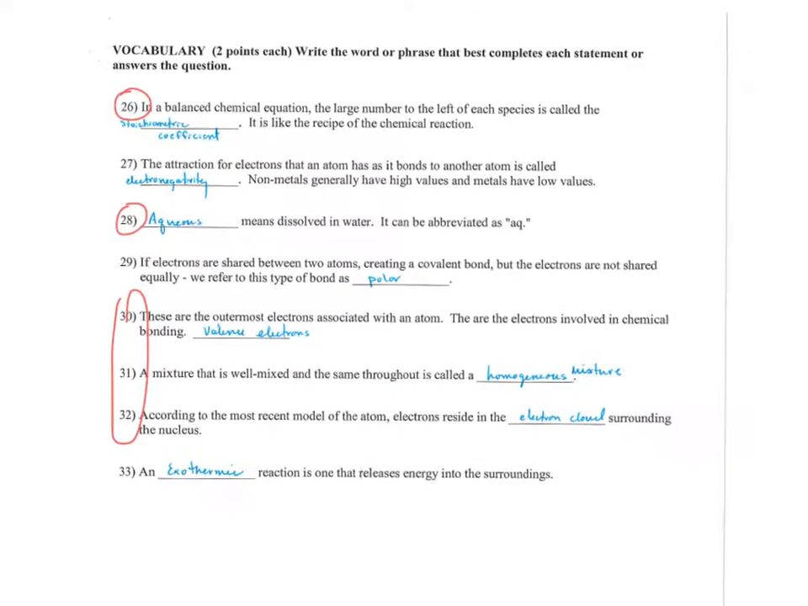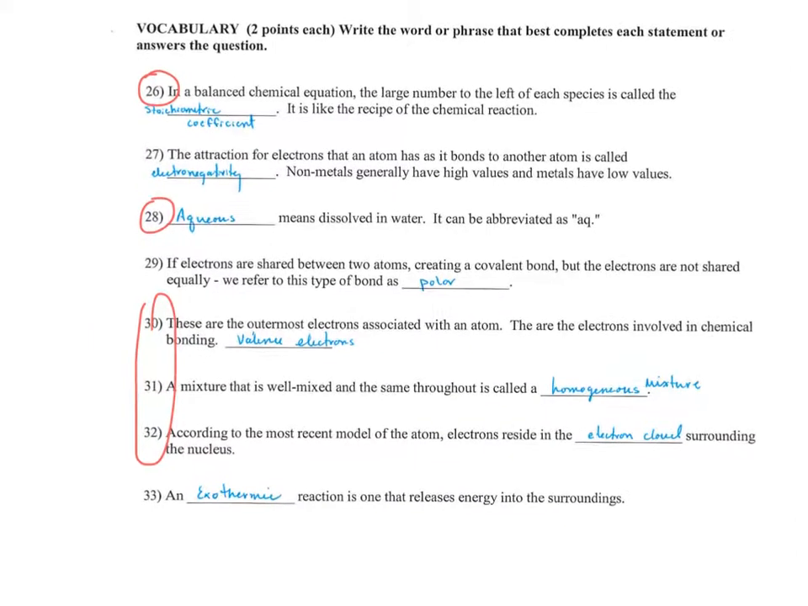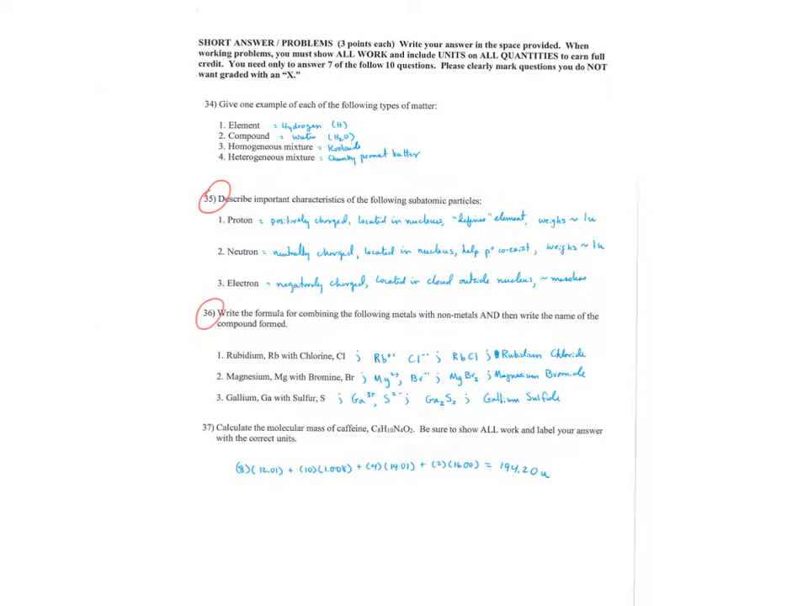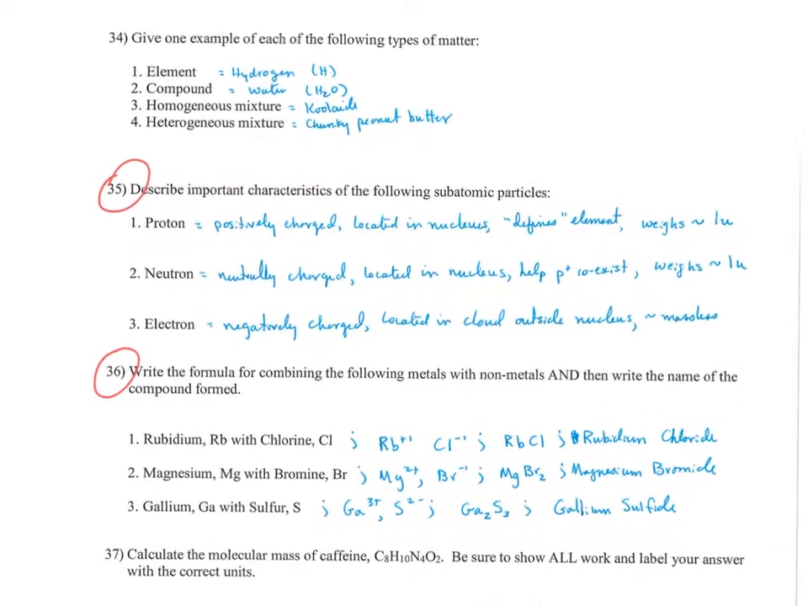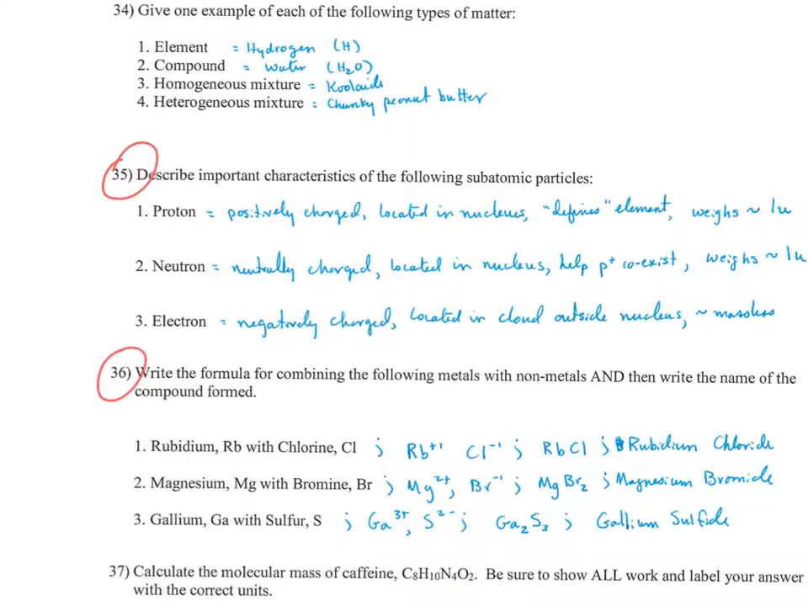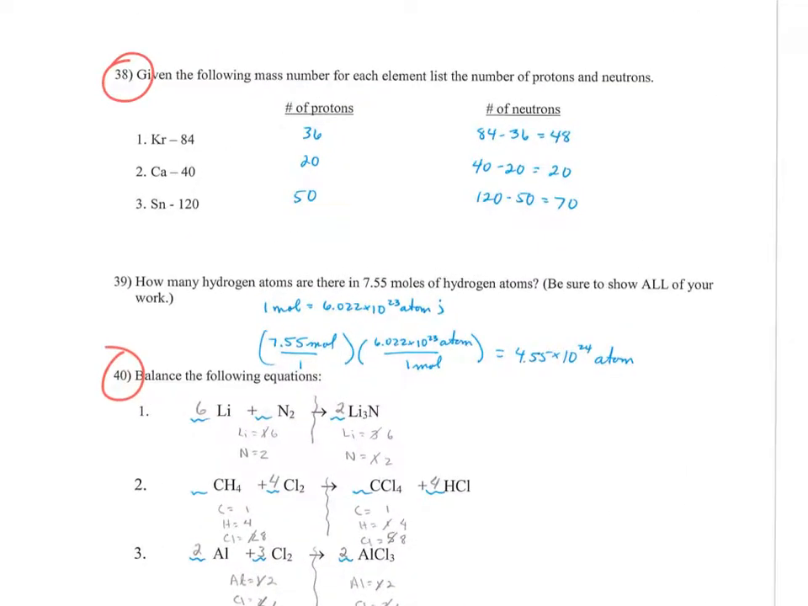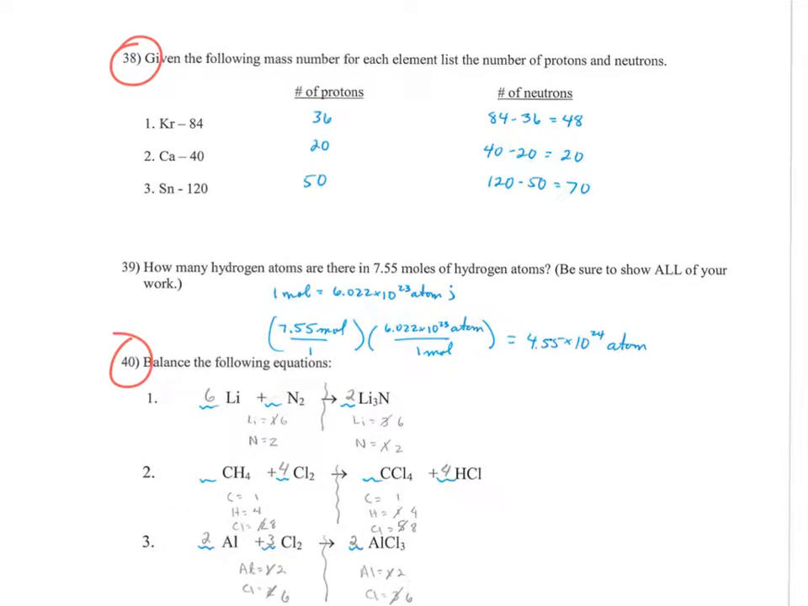Then we go on to vocabulary, and here are 5. I'm going to pick 3. So possible vocabulary would be 26, 28, 30, 31, and 32. On to the last section. So I'm going to show you 4, and I'm going to pick 2. So possibly could be either 35, 36, or I might pick 38 to 40. Those are all possible to be on your final exam.